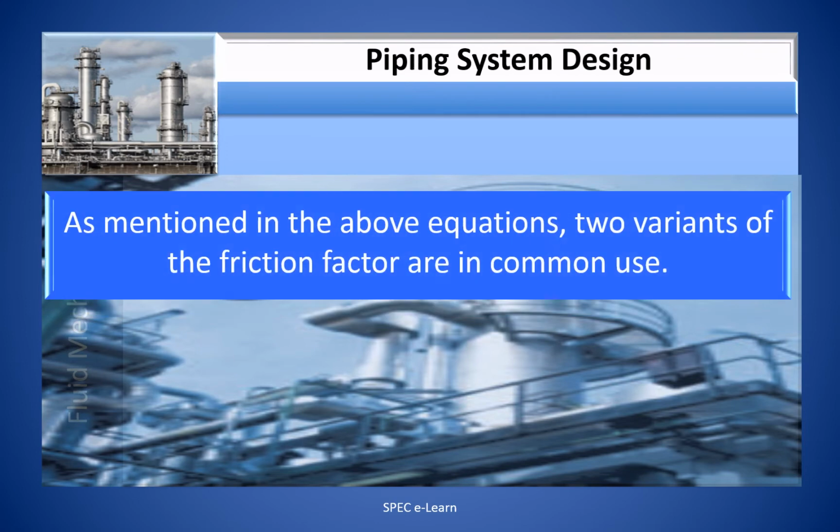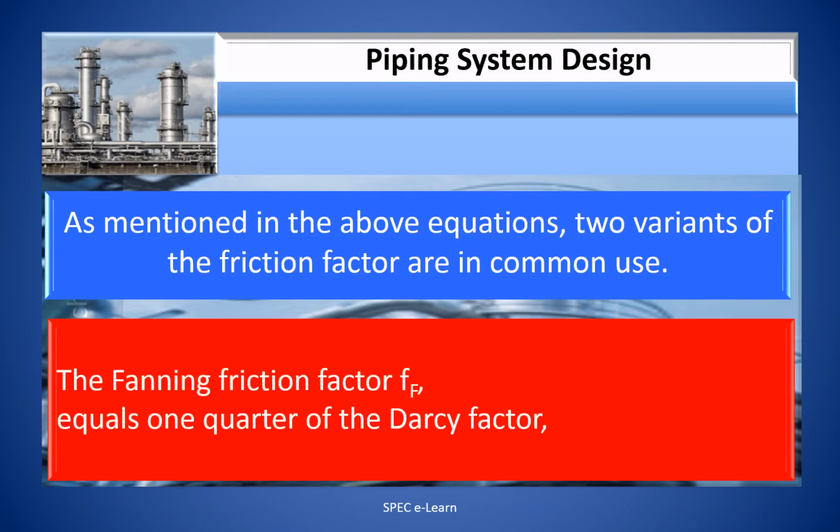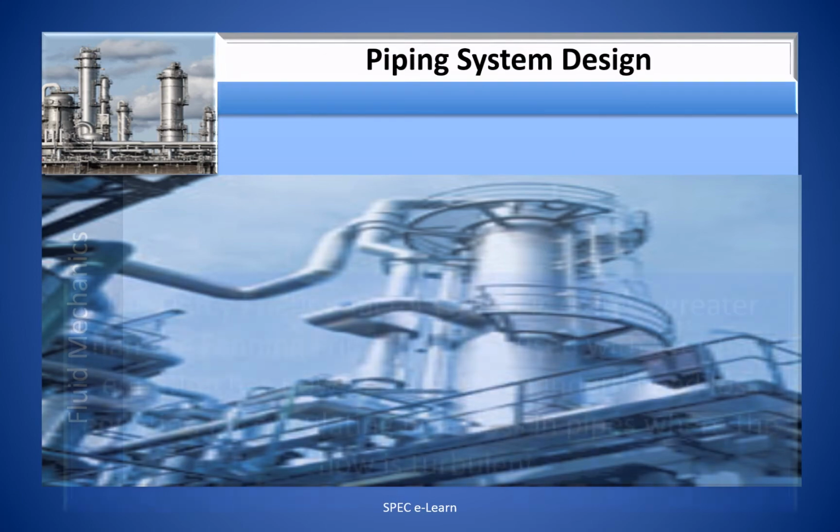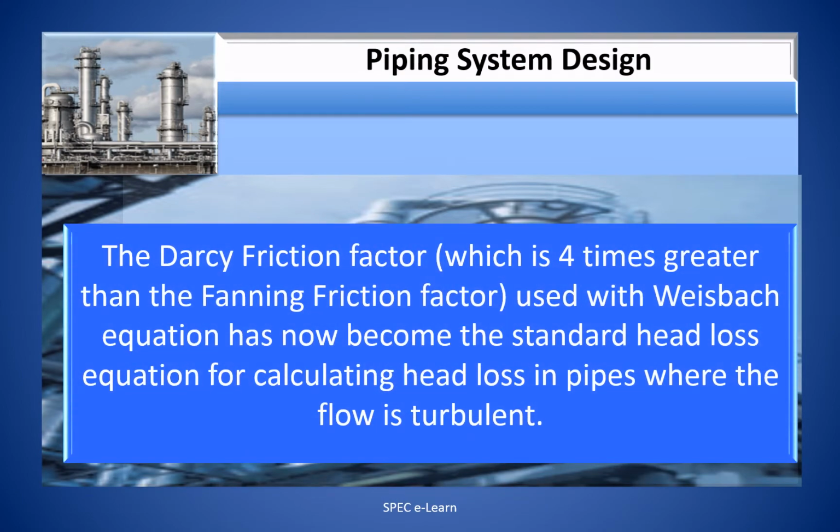As mentioned in the above equations, two variants of the friction factor are in common use. The Fanning friction factor FF equals 1/4 of the Darcy friction factor. The Darcy friction factor, which is 4 times greater than the Fanning friction factor used with the Weisbach equation, has now become the standard head loss equation for calculating the head loss in pipes where the flow is turbulent.